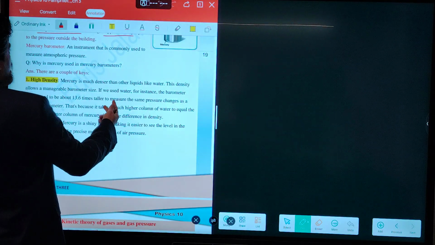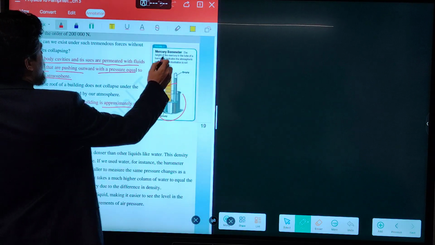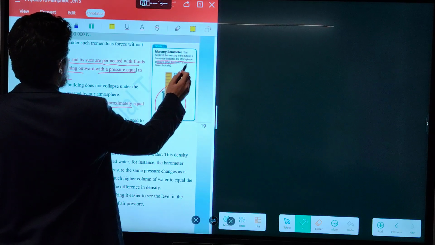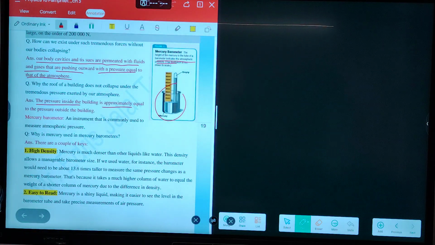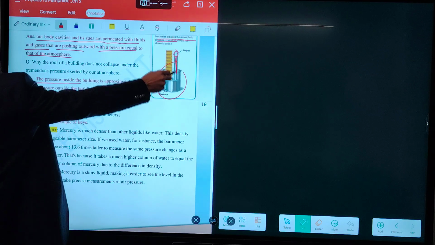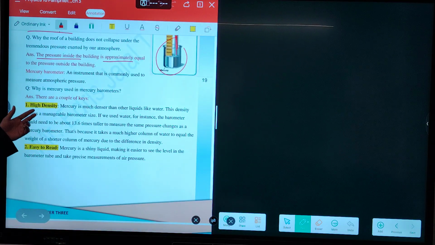Why is mercury used in a mercury barometer? The barometer is a device that can be used to measure atmospheric pressure. The height of the mercury in the tube of the barometer indicates the atmospheric pressure. This is the empty vacuum and this is mercury. Why is mercury used in a mercury barometer? There are a couple of reasons.